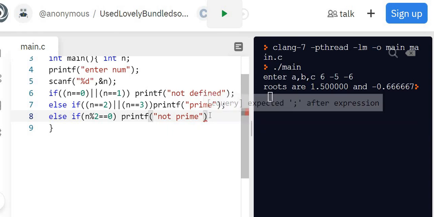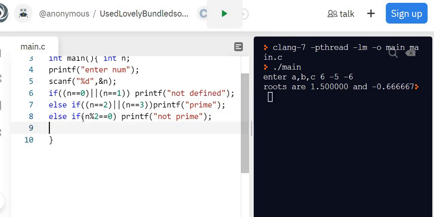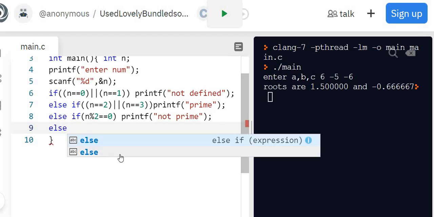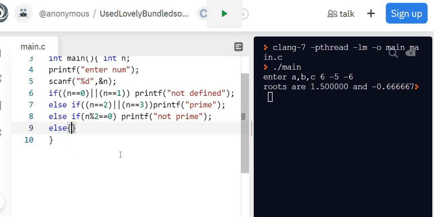Now under this condition, if it is divisible by 2, we say not prime. Now the next condition will not be checked. Under next condition, the number will come to this else part of the program only if the number is not 0, not 1, not 2, not 3 and not divisible by 2. Now we have to check the numbers from 3 onwards, only odd numbers.